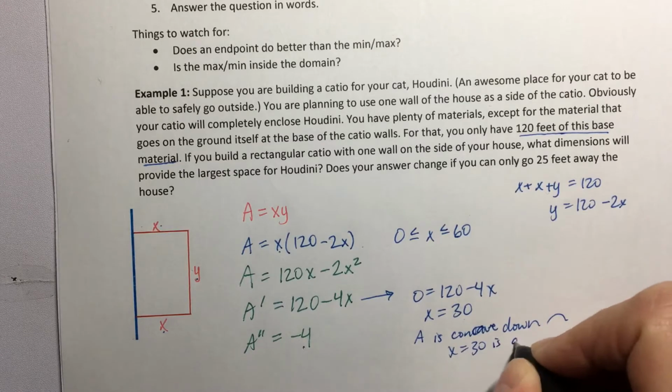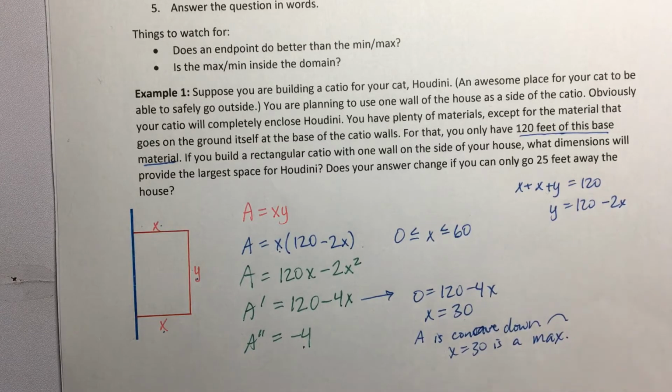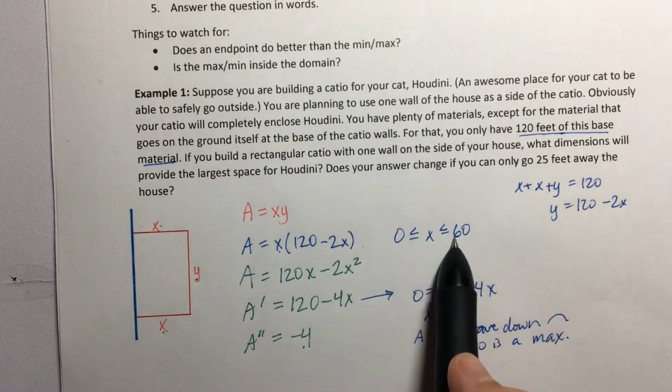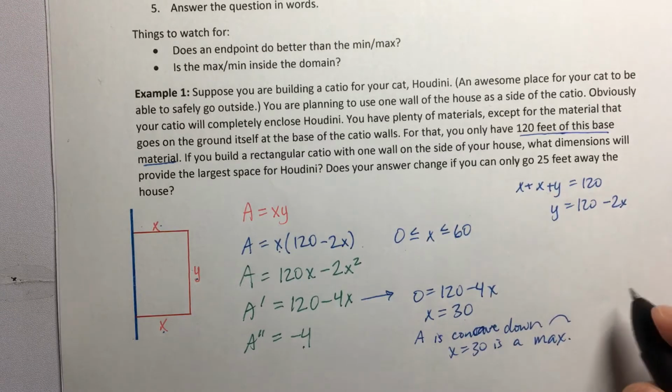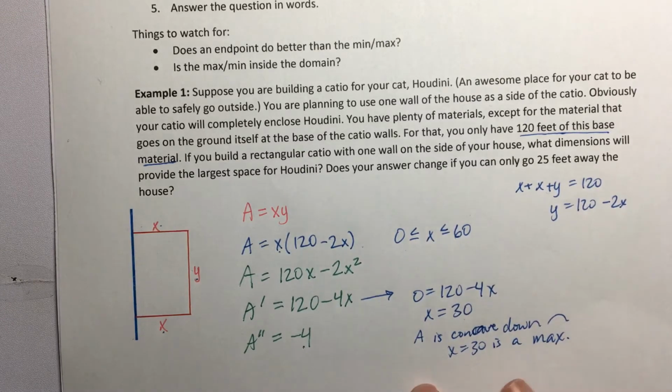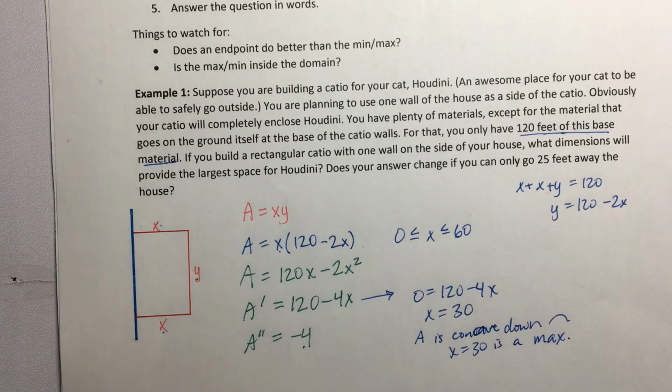And then comparing to our endpoints of 0 and 60, the areas would be 0 for either of those. So obviously that is kind of clear. Let's compare this to our graph or look at our graph.